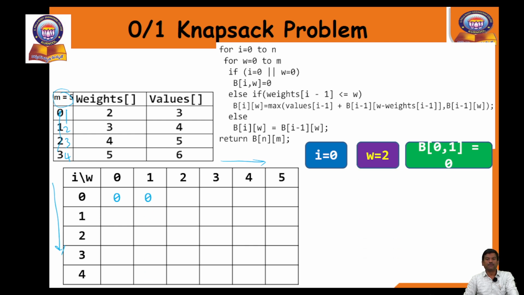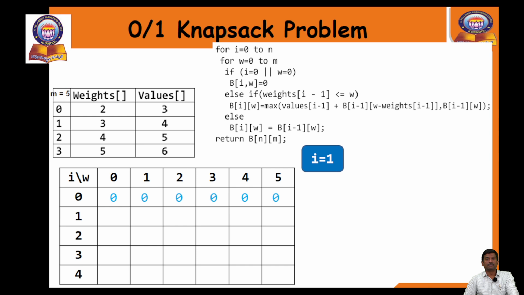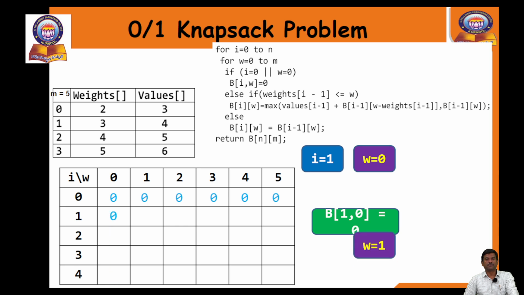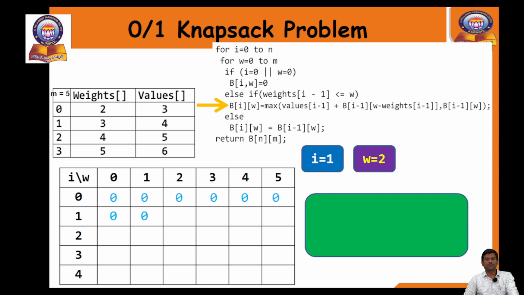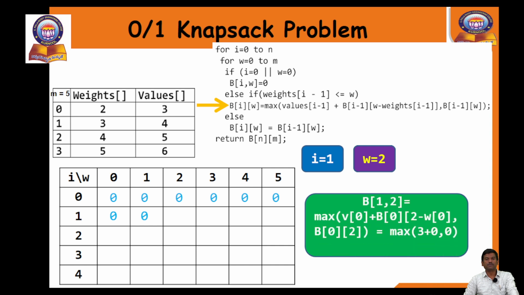And similarly, when you take W equal to 2, B of 0, 2 will be equal to 0, and B of 0, 3 will be equal to 0, B of 0, 4, B of 0, 5, and this loop gets incremented by 1. That is I value will be equal to 1 and W value will be equal to 0. You'll be finding B of 1, 0, which is equal to 0, and similarly W value equal to 1, B of 1, 1, which is given by 0, and so on. So according to this case, that is B of 1, 2, you'll be using the formula, that is B of I, W equal to max of values minus 1 plus B of I minus 1, etc.